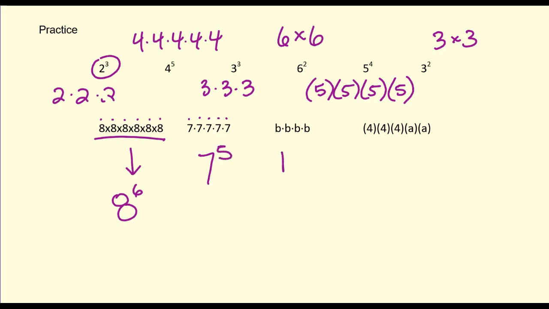Or I can even have variables, b multiplied by itself 4 times. Or here I have 4 multiplied by itself 3 times, and then a multiplied by itself twice. I can get something like that. So you just need to know how exponents work. How do I write something with an exponent? Or if I see an exponent, what does it mean?